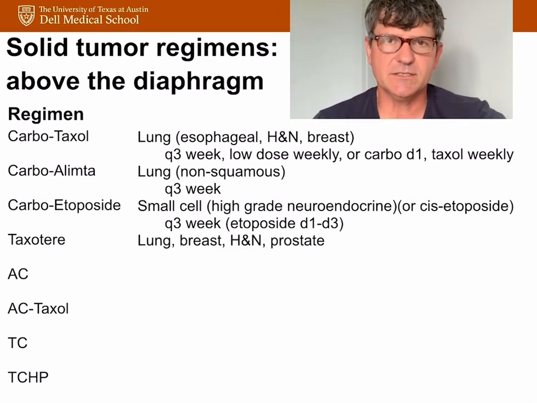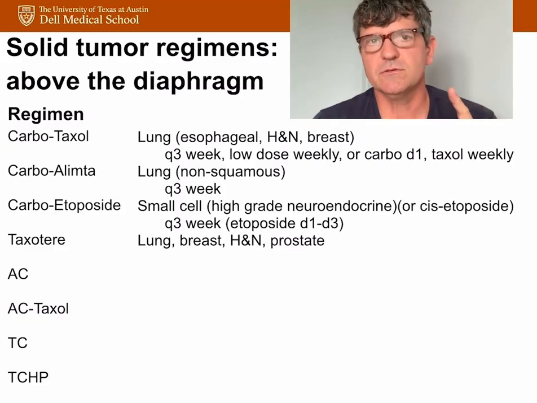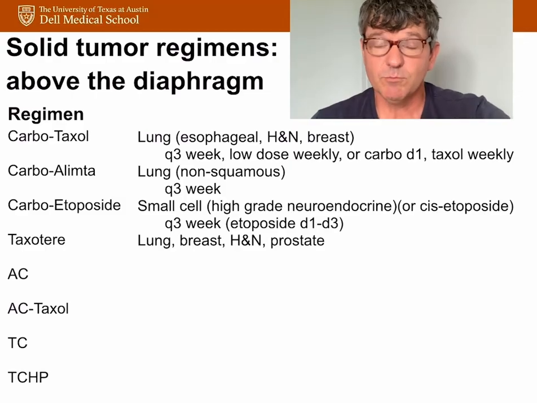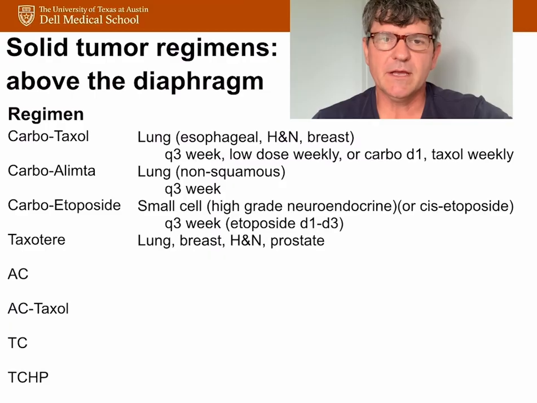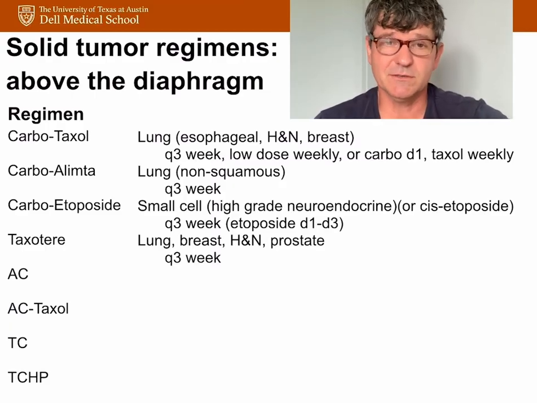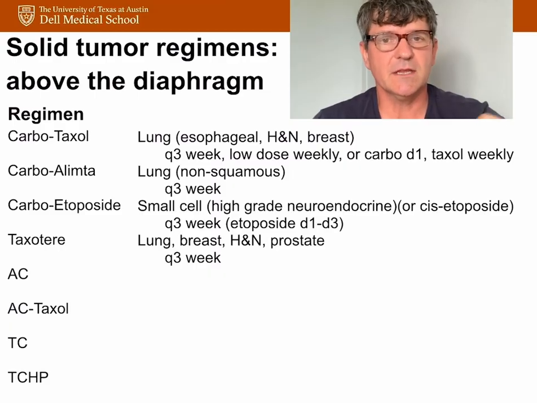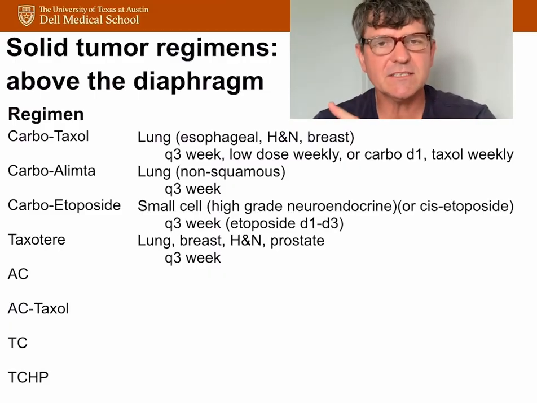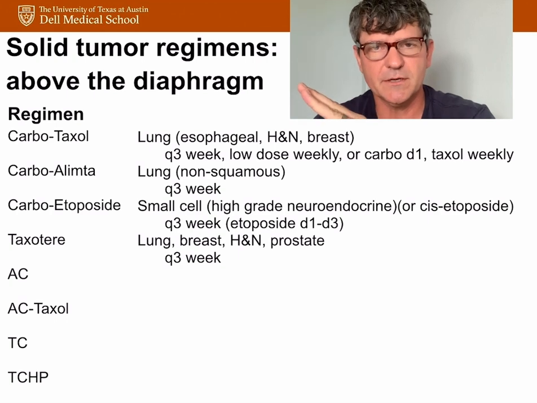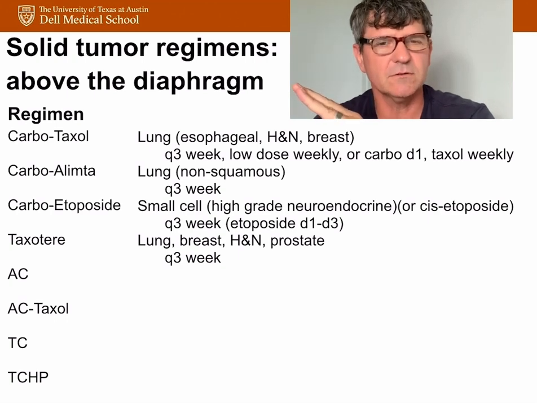Okay, next, Taxotere. If patients are getting one chemotherapy drug for a solid tumor, it's probably Taxotere. It's just a great palliative second-line drug used all the time in lung cancer, breast cancer, head and neck cancer, prostate cancer. It's Taxotere. And it's just given once every 3 weeks. You can give it in low dose weekly, but in general, it's almost always once every 3 weeks. Taxotere, like Taxol, can cause neuropathy, but with Taxotere, you get cytopenias and you also get diarrhea. So very different from Taxol.